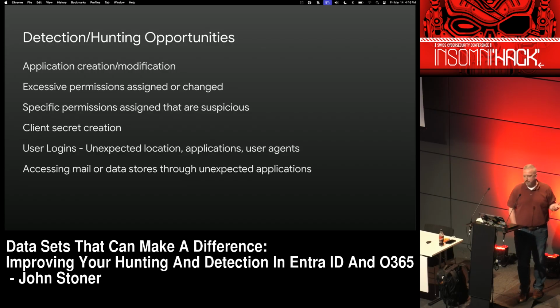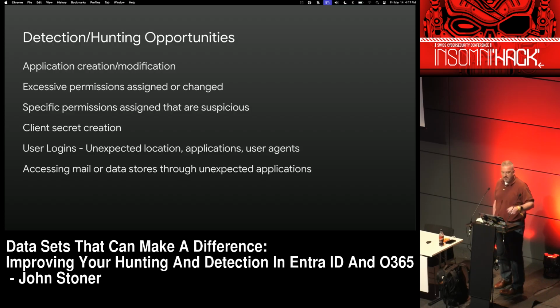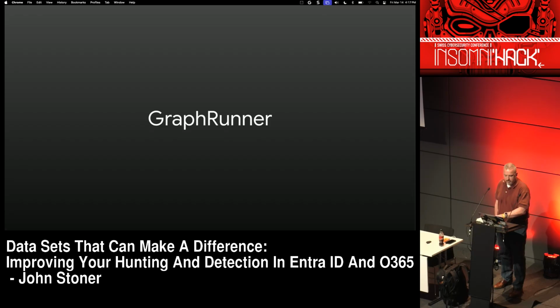The classic user logins where they're from unexpected locations, logging into weird applications they've never seen before, and then, of course, accessing mail and data stores through unexpected applications. Again, those unexpected attack paths. And we'll talk about that one here in a bit, too, as we go into GraphRunner.